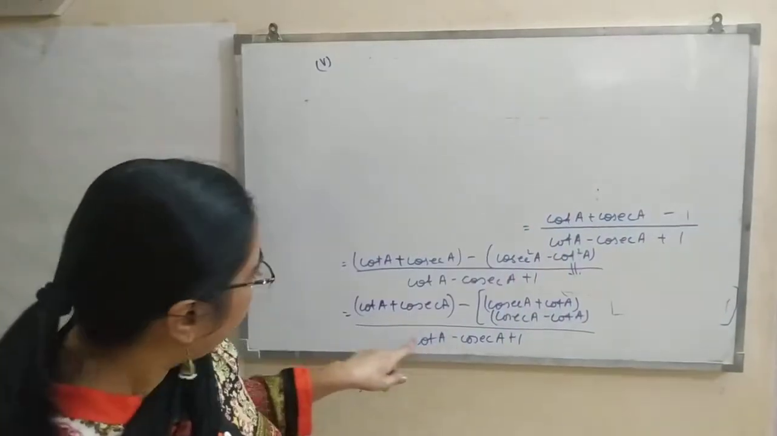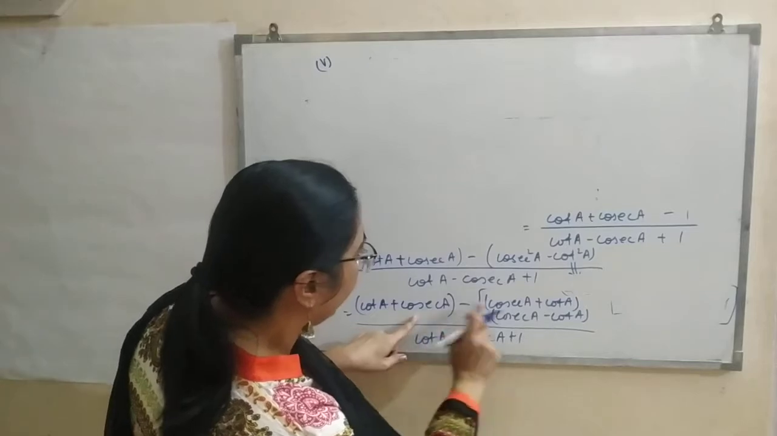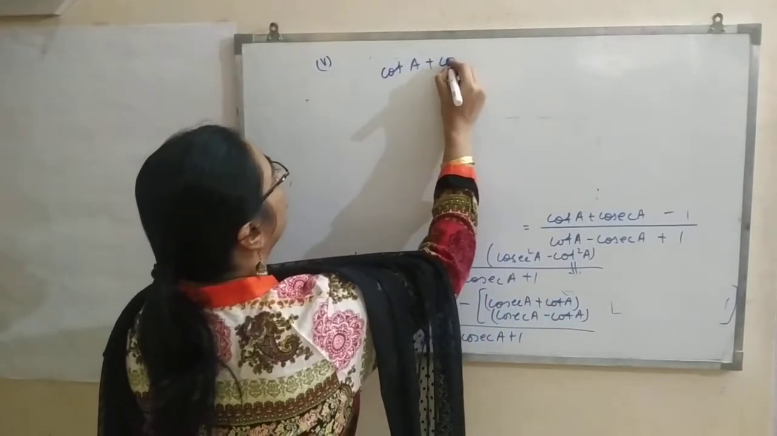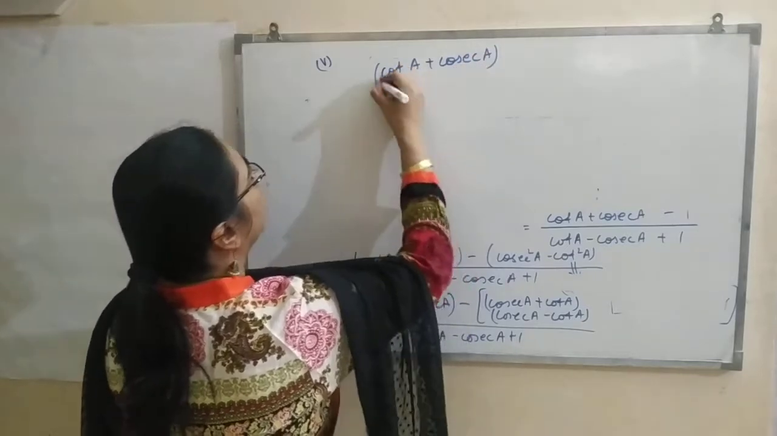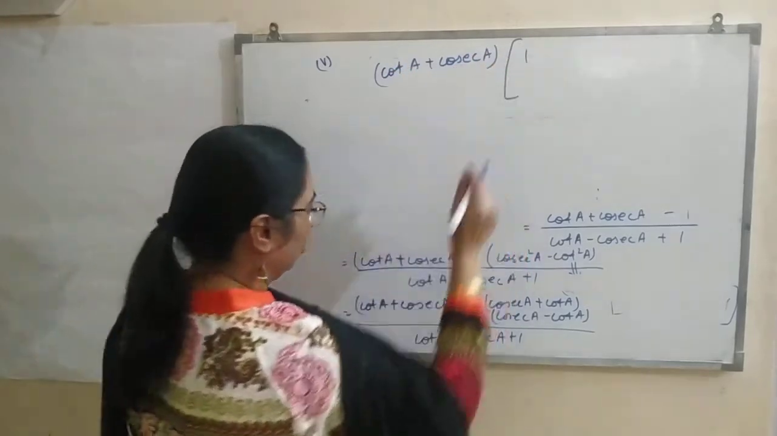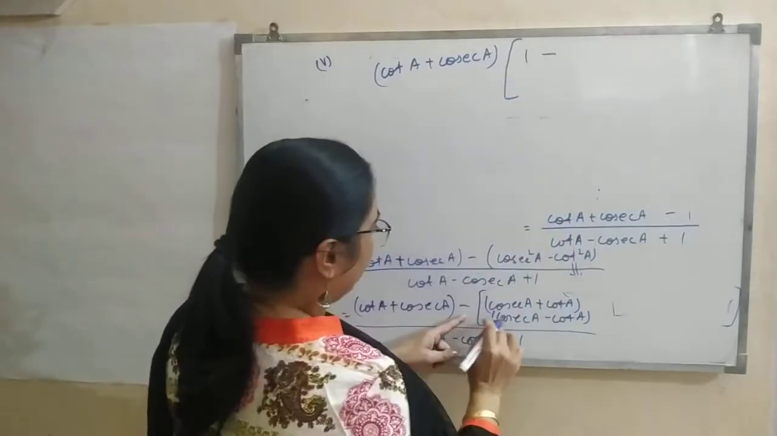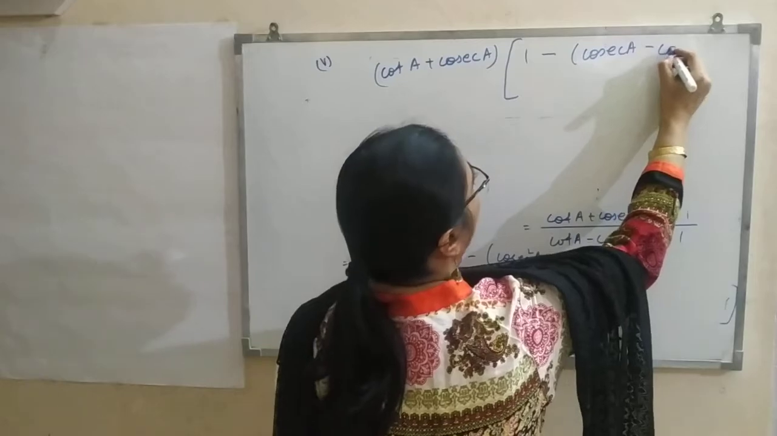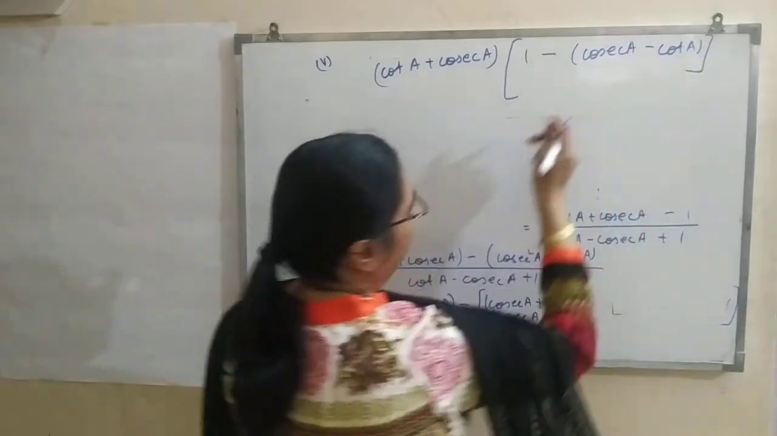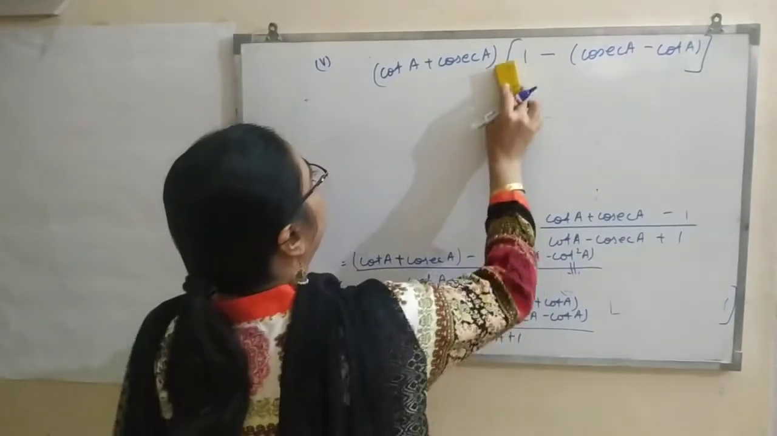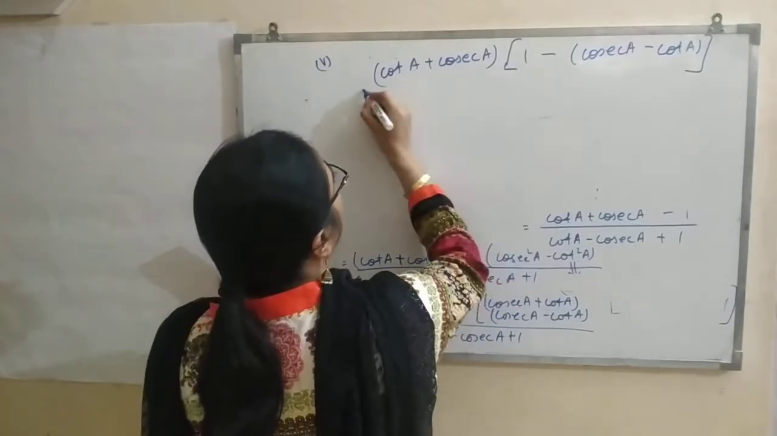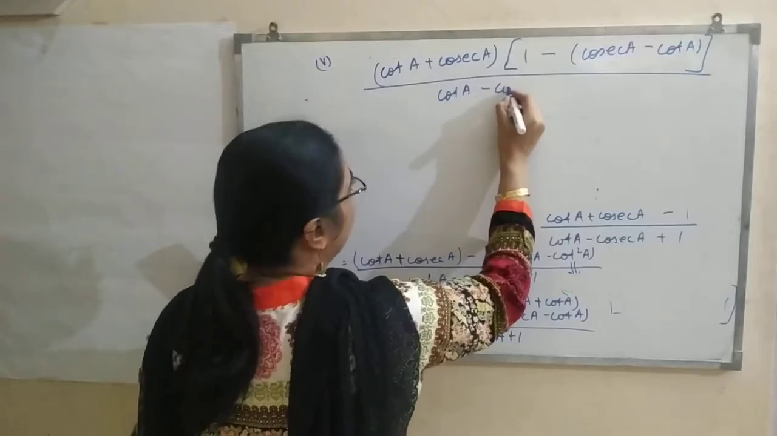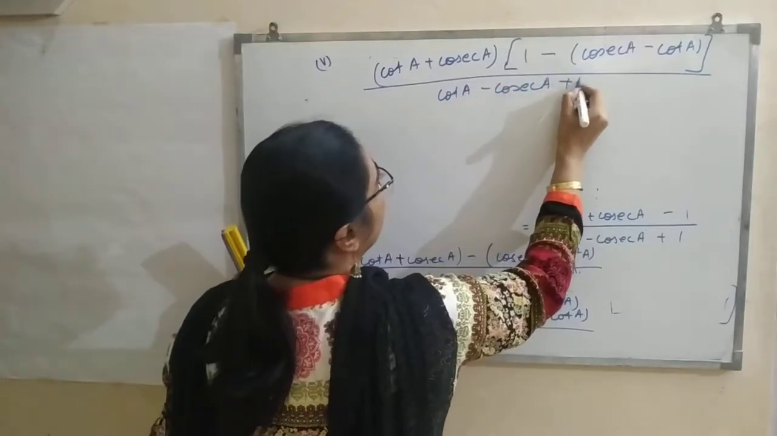Now you can see the term which is common, cot a plus cosecant a. Here it is cot a plus cosecant a. I can take it common. Cot a plus cosecant a can be taken common. So from the first bracket I am having only 1 left minus within bracket cosecant a minus cotangent a. And in the denominator we are having the same. We are not changing anything in the denominator. It remains as it is, cotangent a minus cosecant a plus 1.